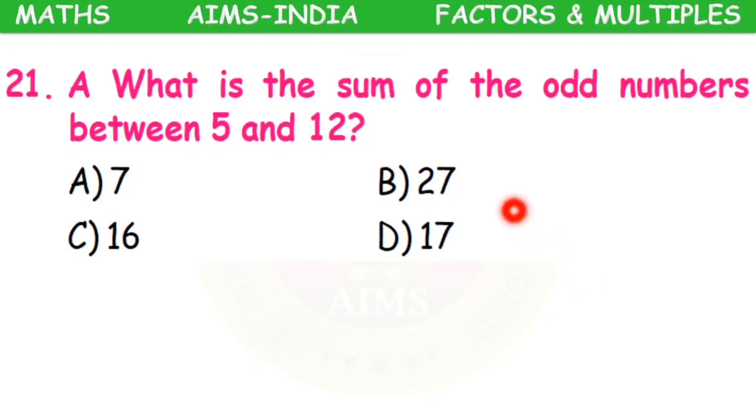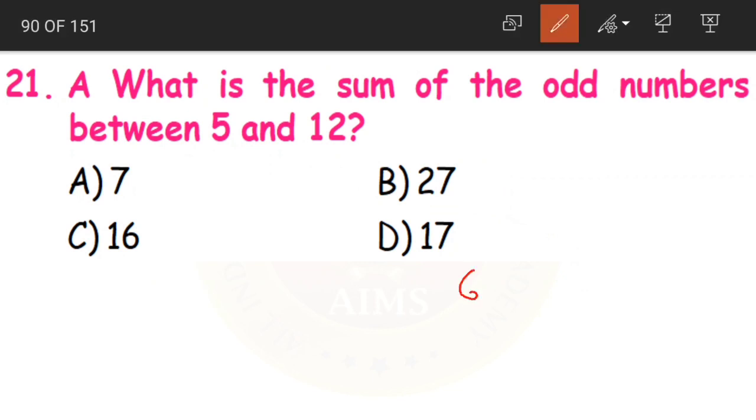What is the sum of odd numbers between 5 and 12? Again, the numbers between 5 and 12 are 6, 7, 8, 9, 10 and 11. From these, what are the odd numbers? 7, 9 and 11.